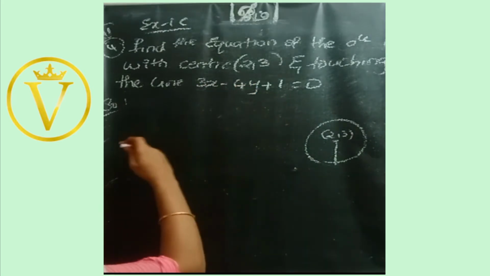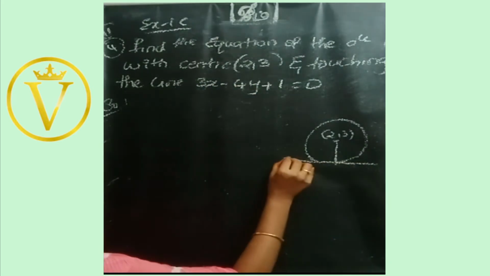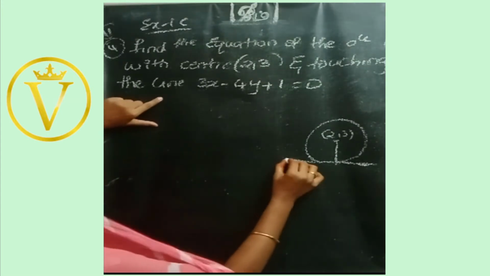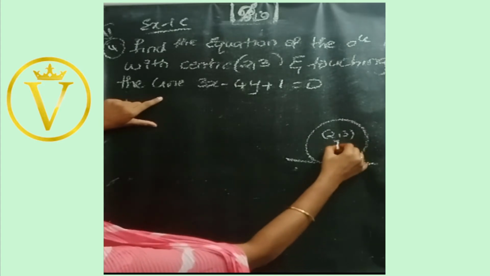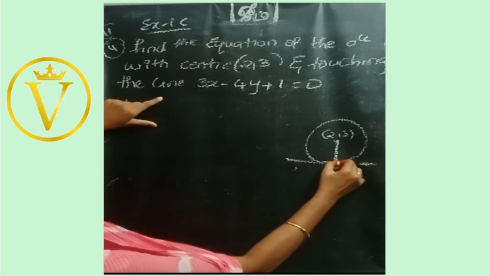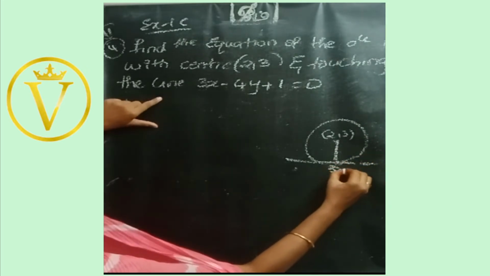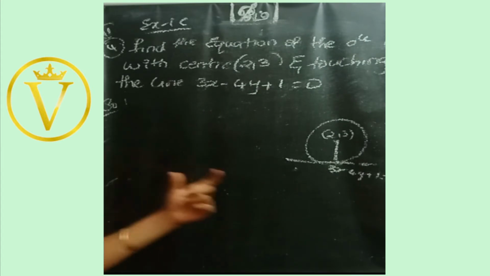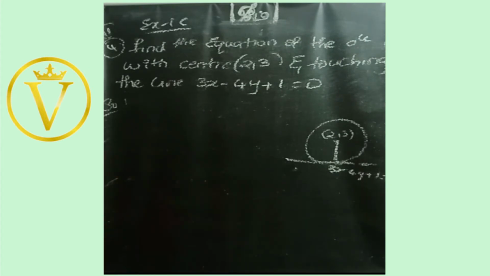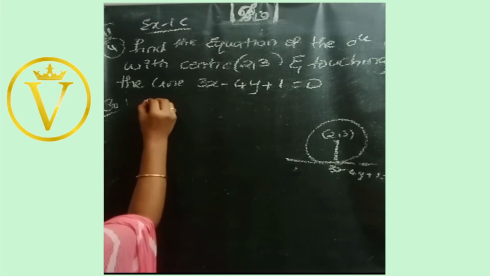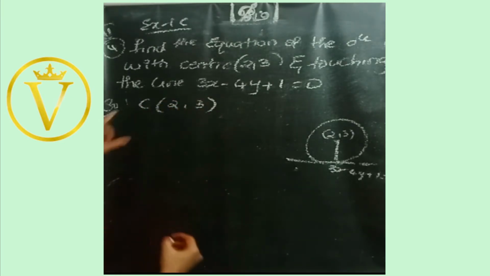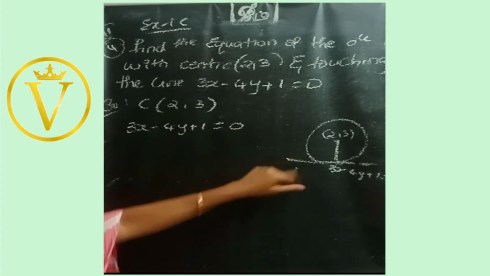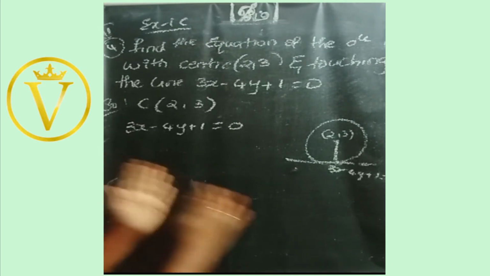And the circle touches the line. That means this is the tangent, right? This is the line that touches the circle. They have given the line 3x minus 4y plus 1 equals 0. So we have to find the equation of the circle. Now, see here. What's given? Center C is 2, 3, and the line 3x minus 4y plus 1 equals 0.